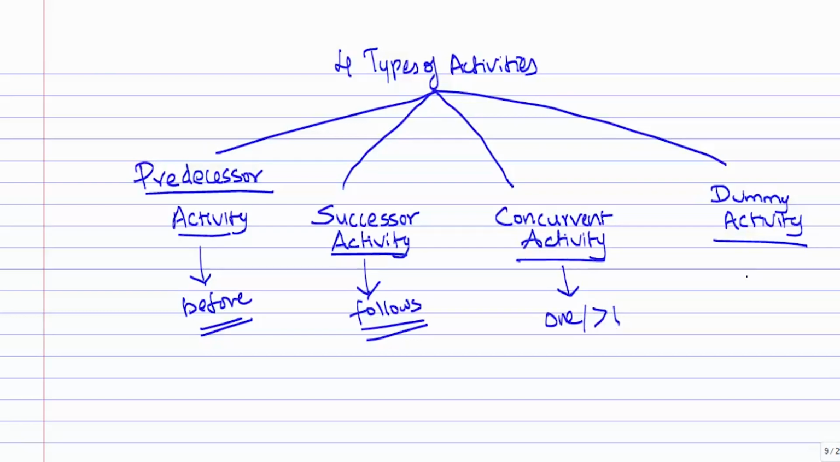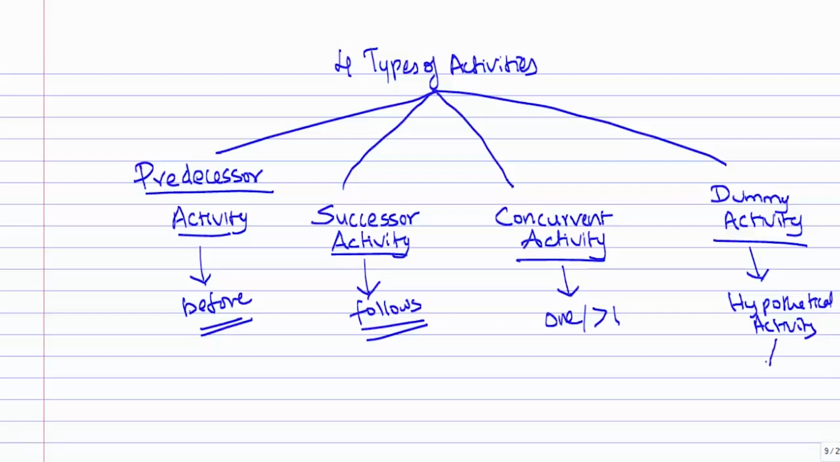The fourth type of activity is a dummy activity. What is this dummy activity? It is basically a hypothetical activity. It does not consume any kind of resource. An activity is something which is going to consume resource and time, but a dummy activity is hypothetical and will not consume any kind of resource.